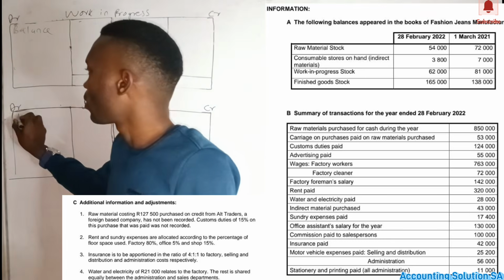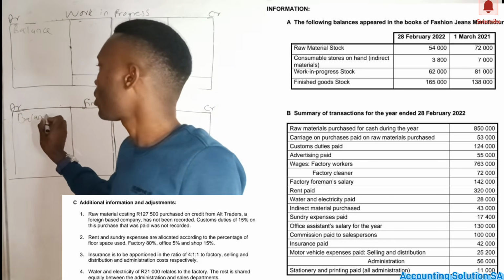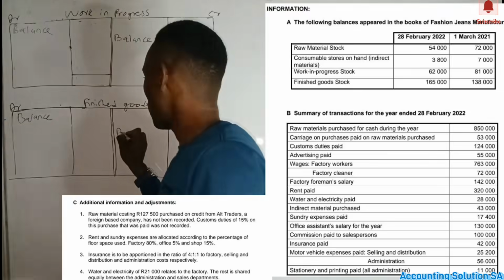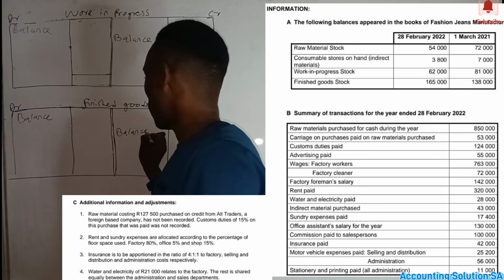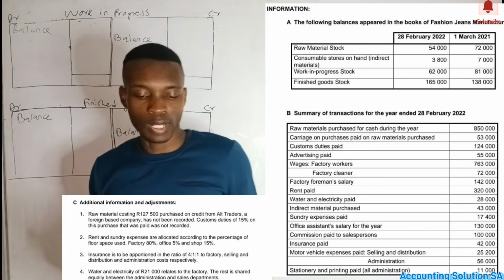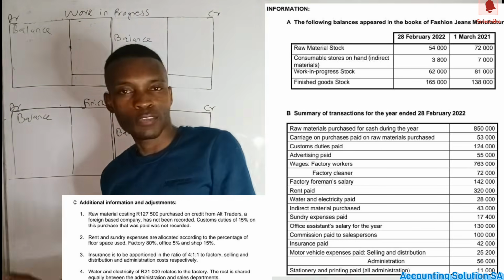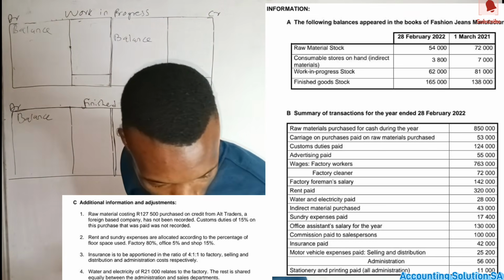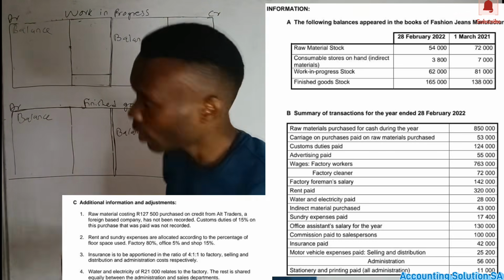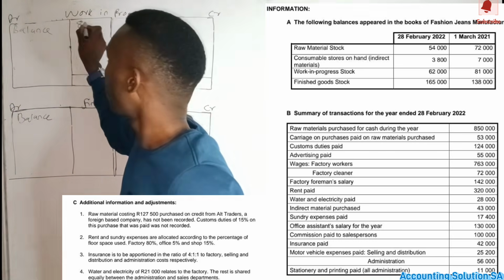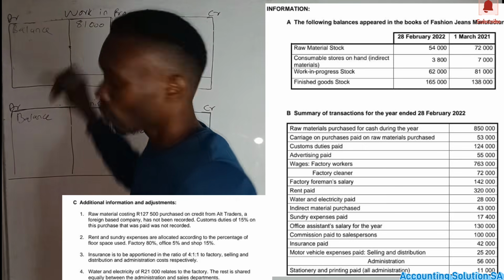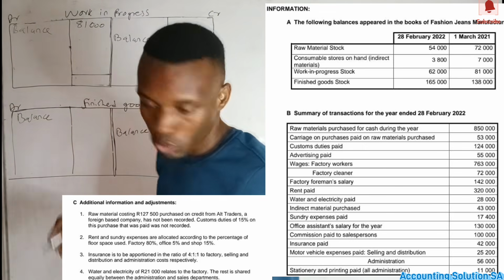Even this side, balance of opening and balance for closing. Simple. Let's identify them. Opening is for last year. Let's start with work in progress, 81,000. Okay, closing 62,000.